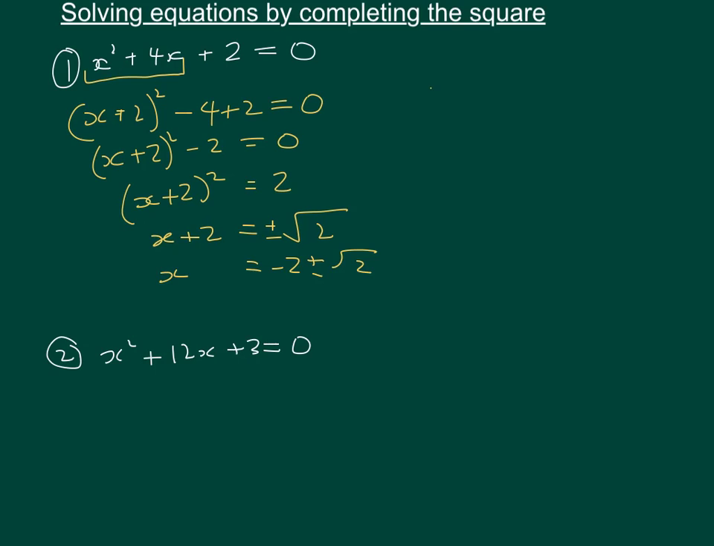So if you're going to write out your solutions, I won't do this for every example, I'll do it for this first one. We'll have x equals minus 2 plus root 2, and you can solve that to get a decimal if you want to, or x equals minus 2 minus root 2. So we have 2 different solutions for x because of this plus or minus thing which comes when we square root.